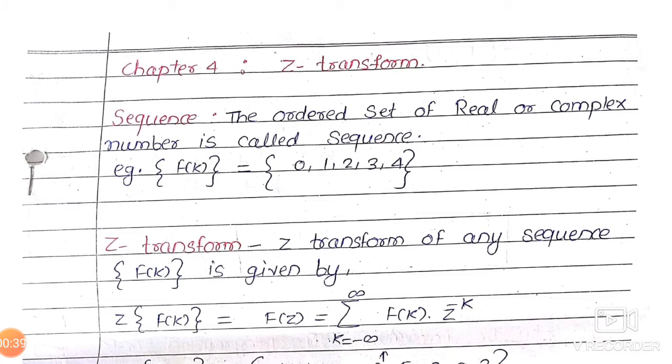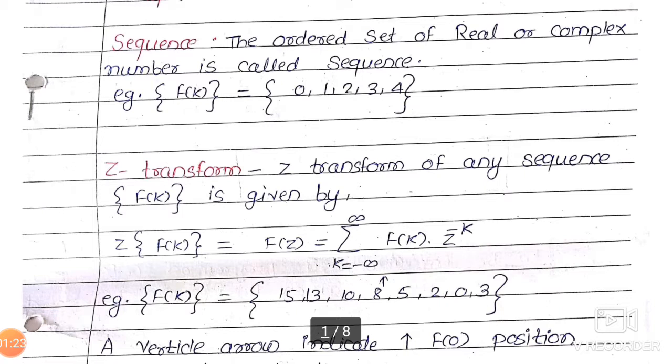Next is Z transform. The Z transform of any sequence f of k is given by Z of f of k, and Z of f of k is nothing but F of z. And F of z can be calculated by the summation, k taking values from minus infinity to plus infinity, f of k z raised to minus k. So students, try to remember this definition. Z transform of any sequence is F of z, and that can be calculated by summation k from minus infinity to plus infinity f of k z raised to minus k.